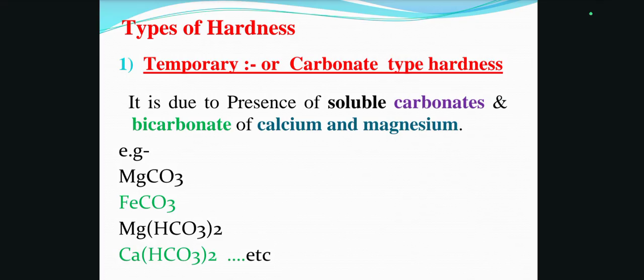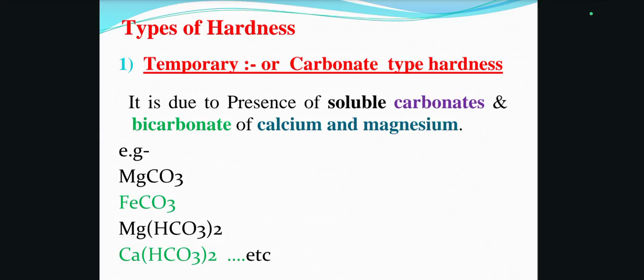Because simply carbonates, that is the soluble carbonates and bicarbonates present in the water, and those soluble carbonates and bicarbonates are responsible for making water hard. But what kind of hardness? Temporary hardness. So dear students, keep in mind, only two things: soluble carbonates and second, soluble bicarbonates. If present in water, then that water is temporarily hard.